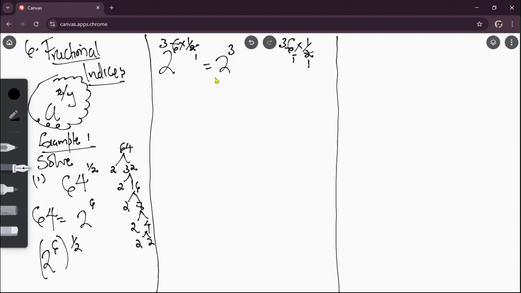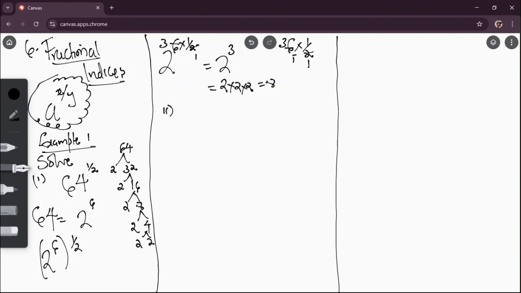So this is the same as 2 power 3, which I can leave in power form or index form, or I can go ahead and interpret the meaning of this. This means that 2 you multiply by itself 3 times, which is 2 multiplied by 2 multiplied by 2, and my answer is 8. I can either leave my answer in this form or that, depending on the instruction.